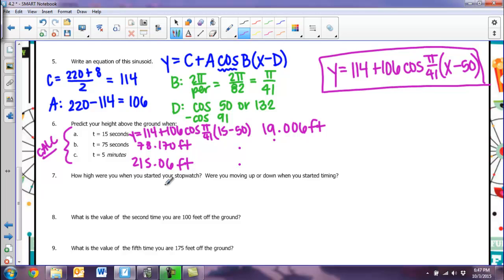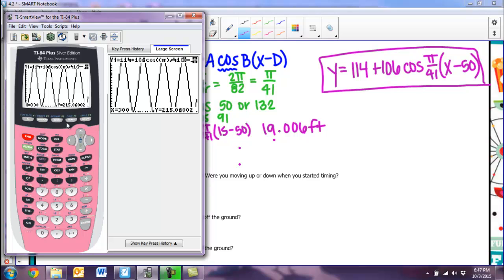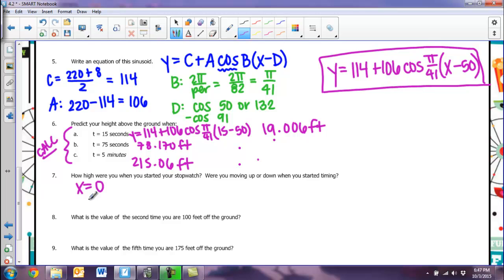Okay, and so then when I have questions like number 7, how high were you when you started your stopwatch? Well, I started my stopwatch when time was 0. And I can go into my calculator and just ask it, hey, where was I when time was 0? And I'll find out that it was 32 point something feet. Now, let me make sure I write that down before I forget it.